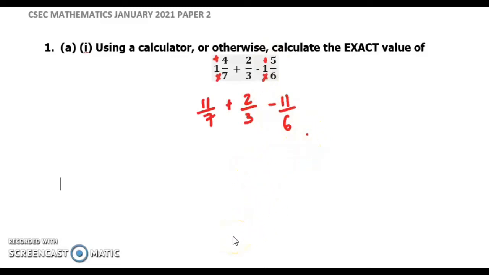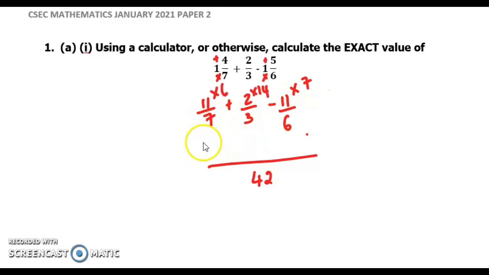So what we're going to do here, as it relates to this question, we're going to look to see which is our lowest common multiple, which is our LCM for 7, 3, and 6. So our LCM is 42. Now we're going to divide to see how many times 7 can go into 42. So 42 divided by 7 goes 6 times. 3 into 42 goes 14 times, and 42 divided by 6 goes 7 times.